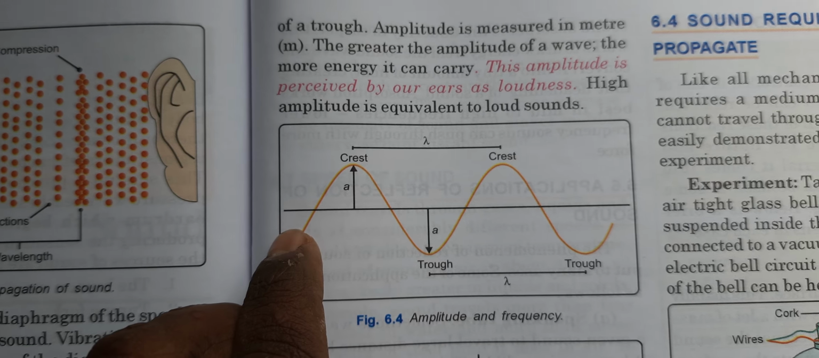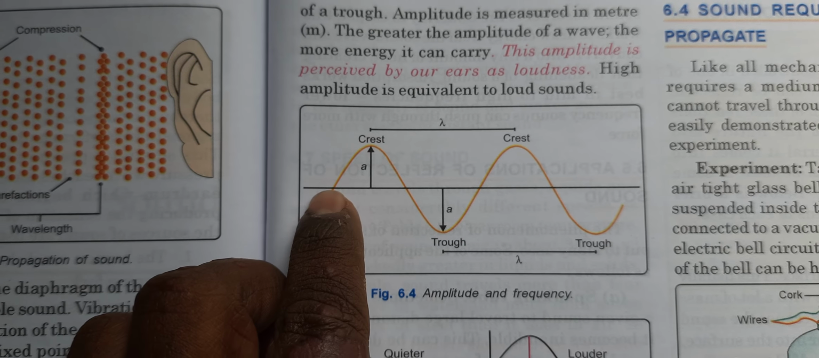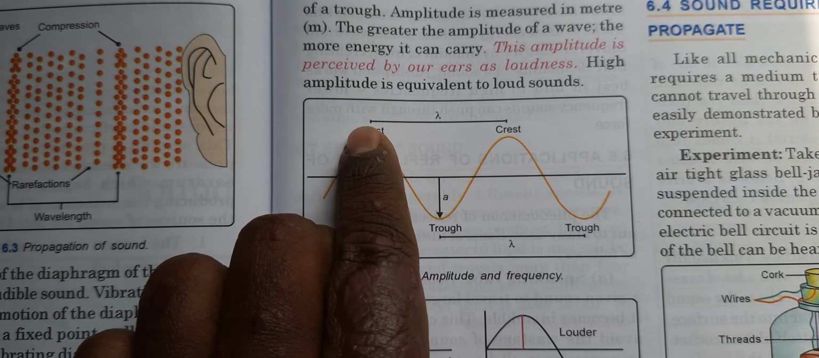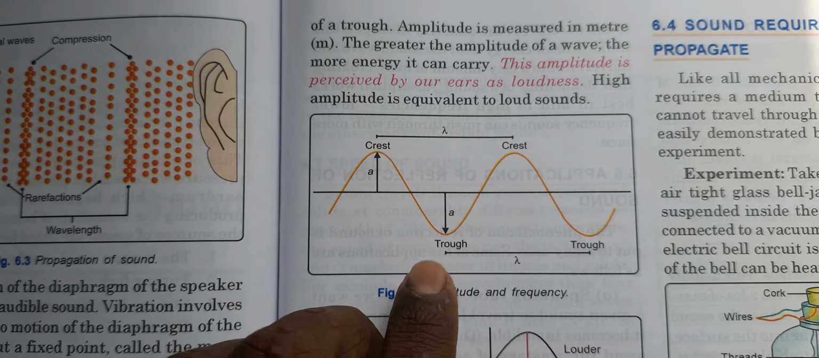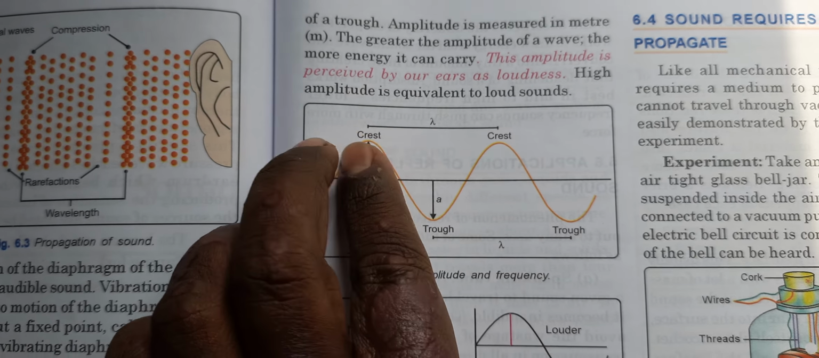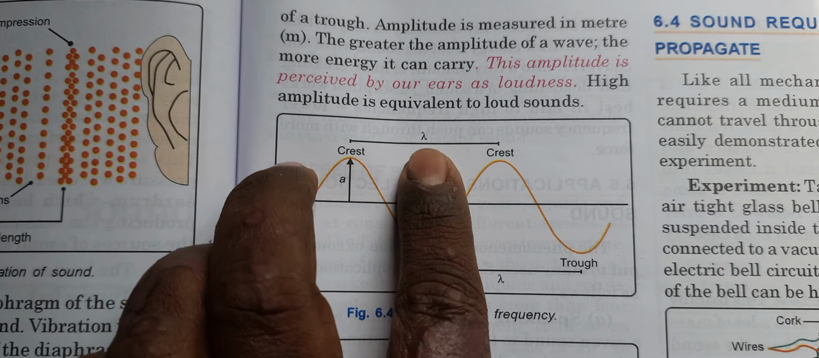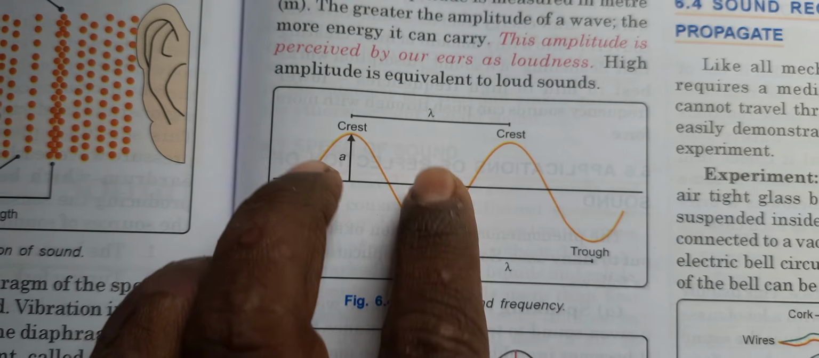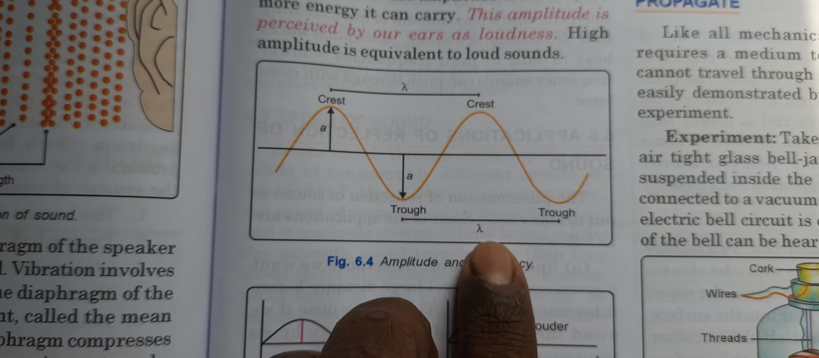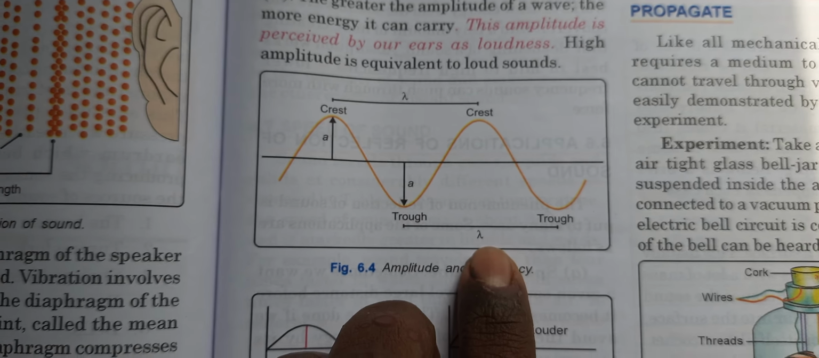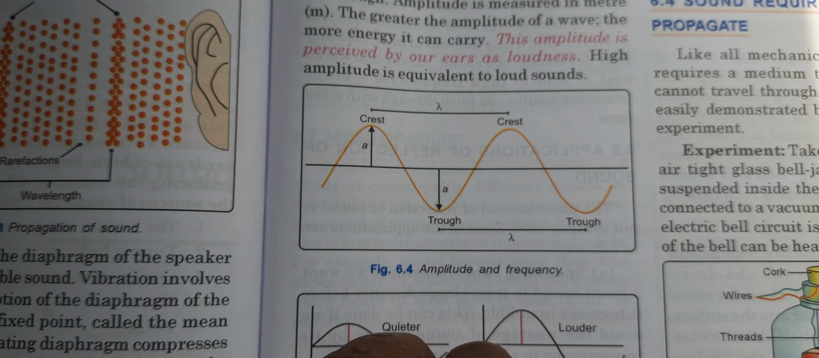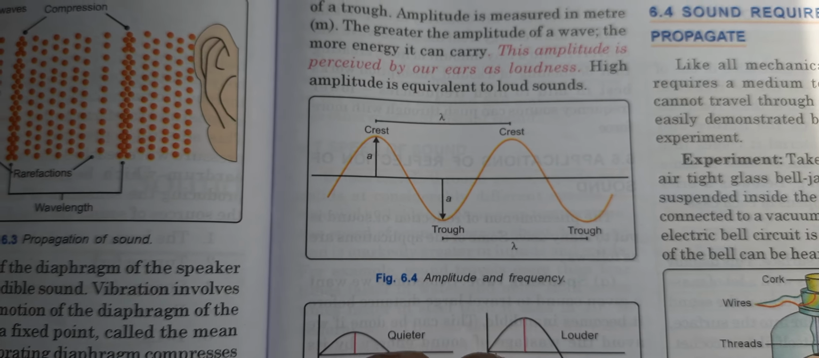And remember, one wave is one crest and one trough. So between crest to crest and between trough to trough, the distance is the same, and this distance is represented by the Greek letter lambda. Same thing, from trough to trough, the distance is represented by the Greek letter lambda. And both these distances are the same for one particular wave.